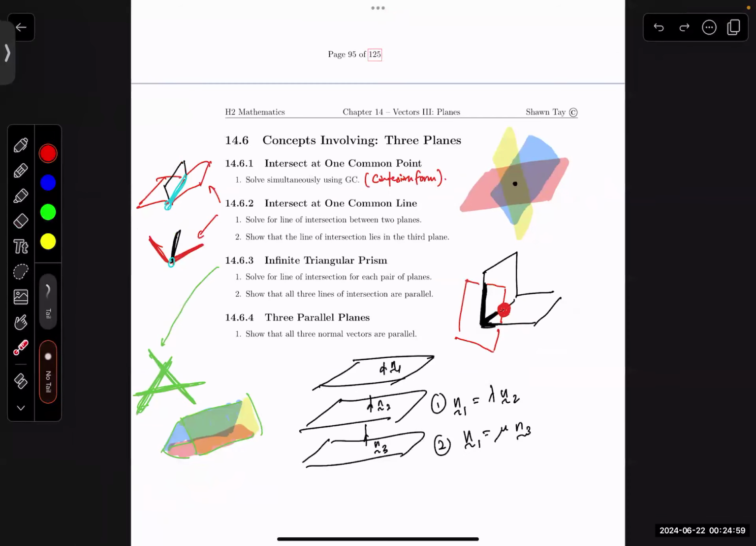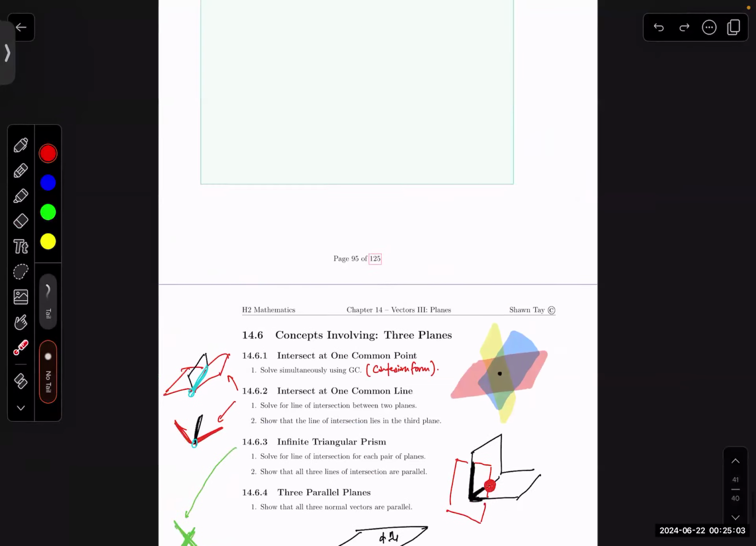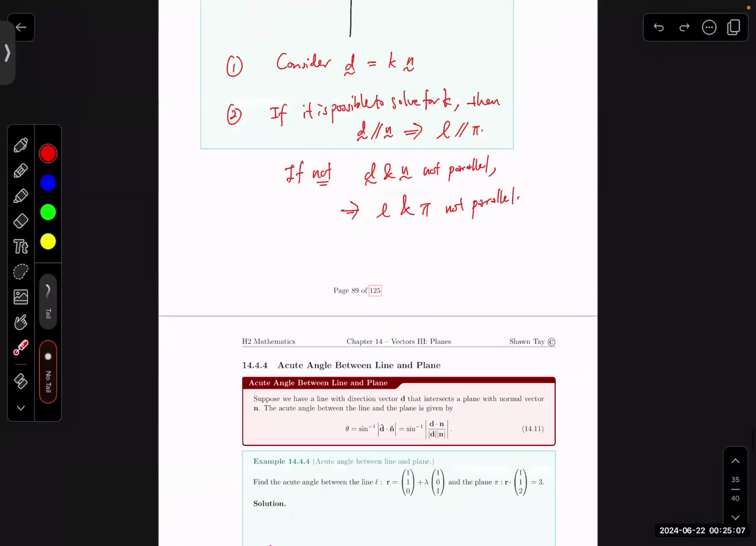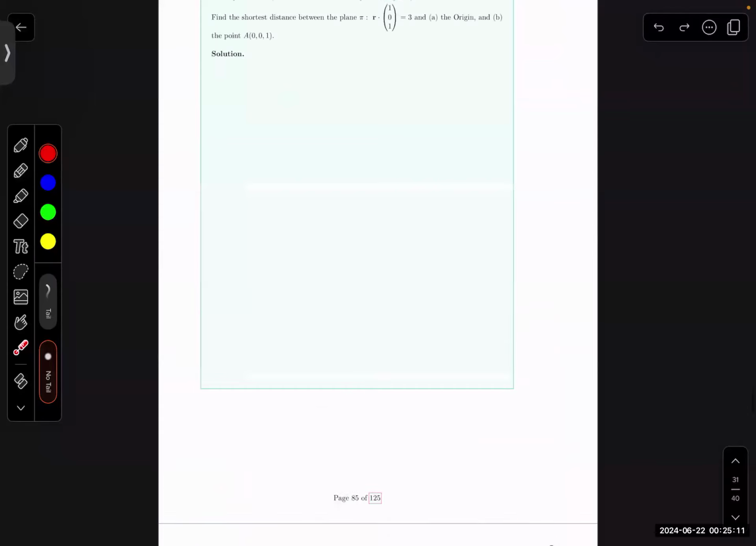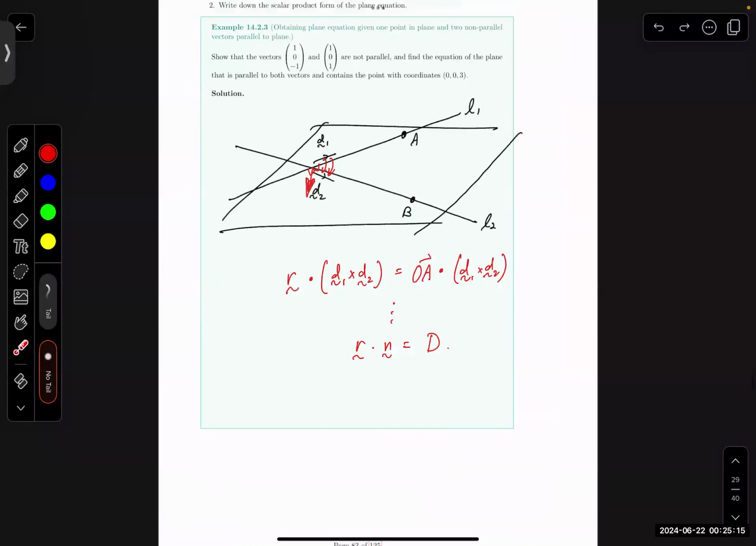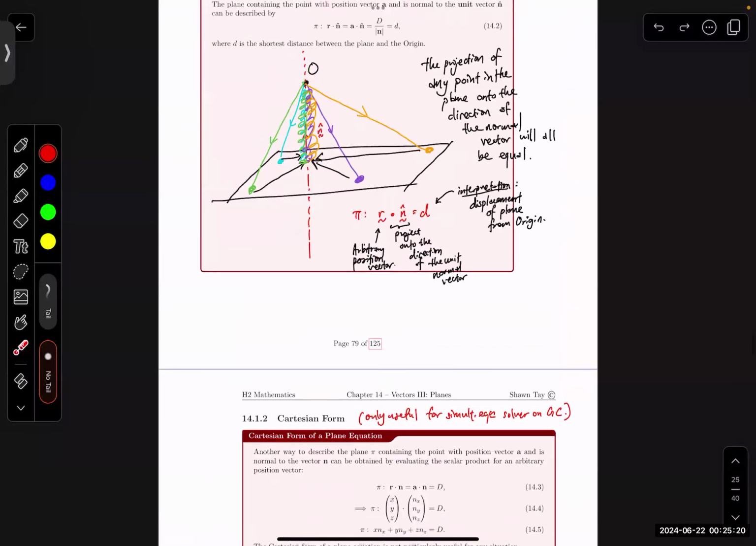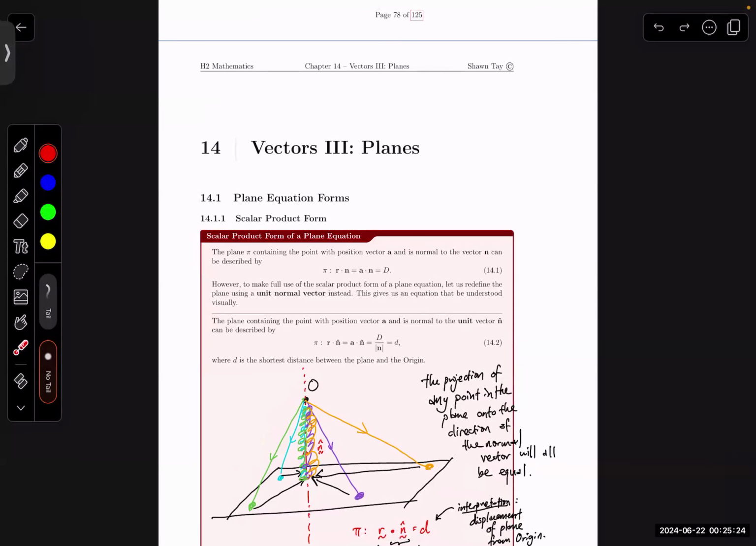So we are done with all three vectors topics. I didn't expect this to be so long. So we have glossed over some of the examples, but I have covered all of the concepts. It's just that there are some examples.